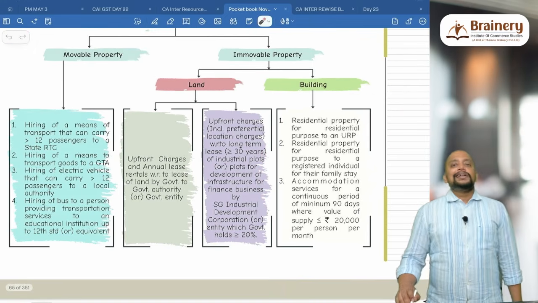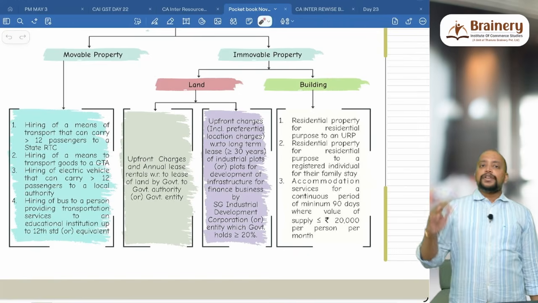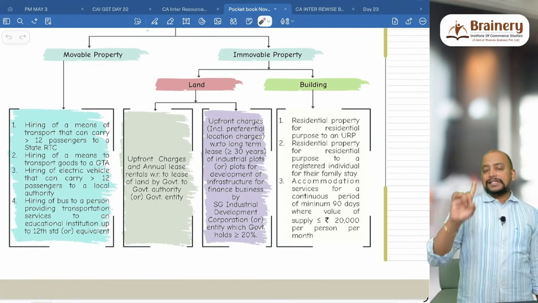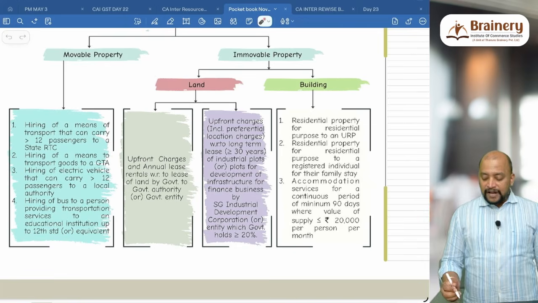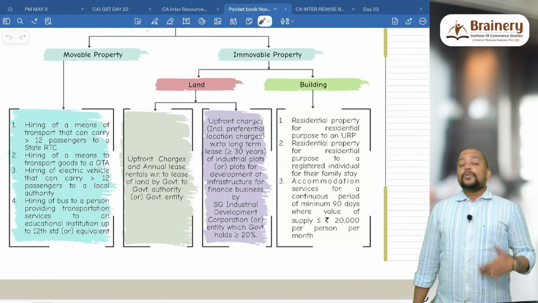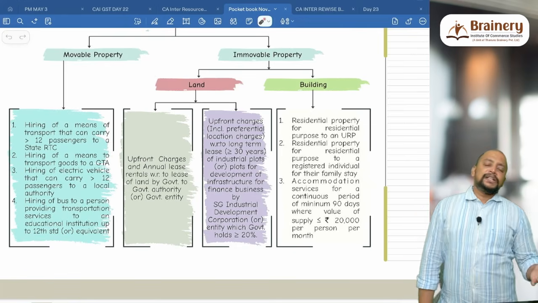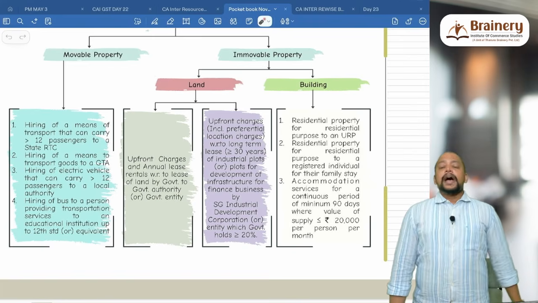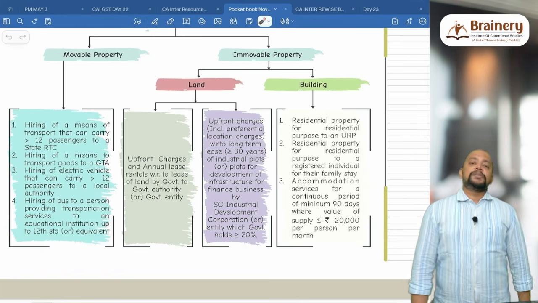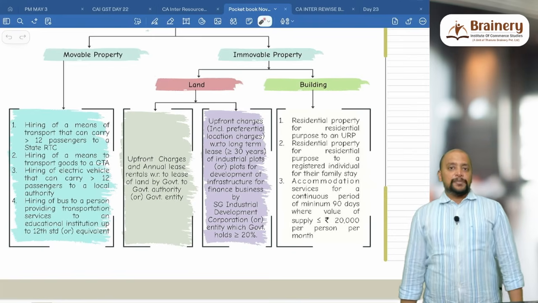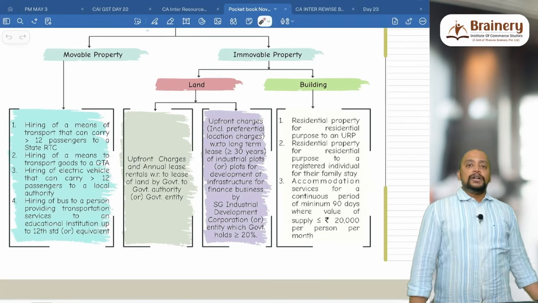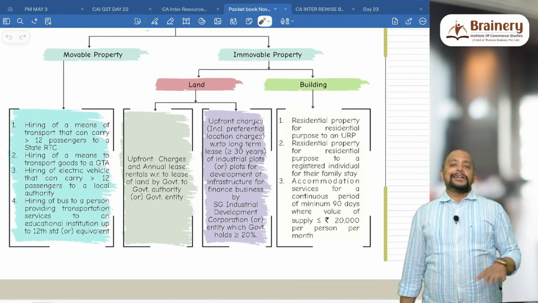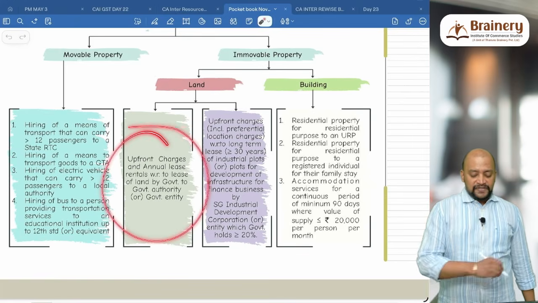When it comes to land, there are 2 exemptions. So we need to remember first, the supplier. First exemption: who is the supplier? Government is the supplier and the recipient is a government authority or government entity. What is the type of lease? Any type of lease, either long-term lease or short-term lease. And what is the type of land that can be given on lease? Any type of land. And what is the amount of exemption? The entire amount, the full upfront amount as well as annual lease rental, everything will be exempted. That is the first exemption.